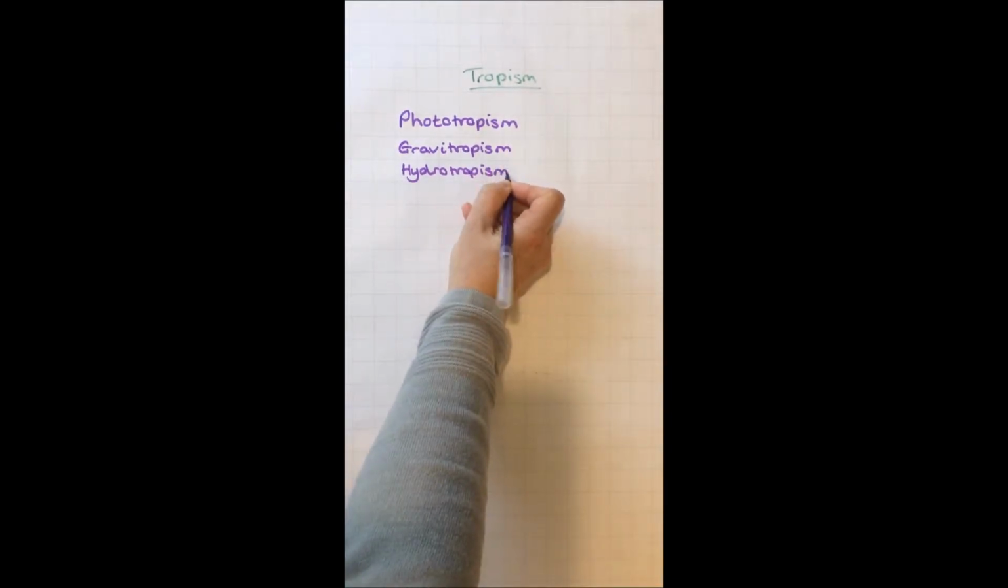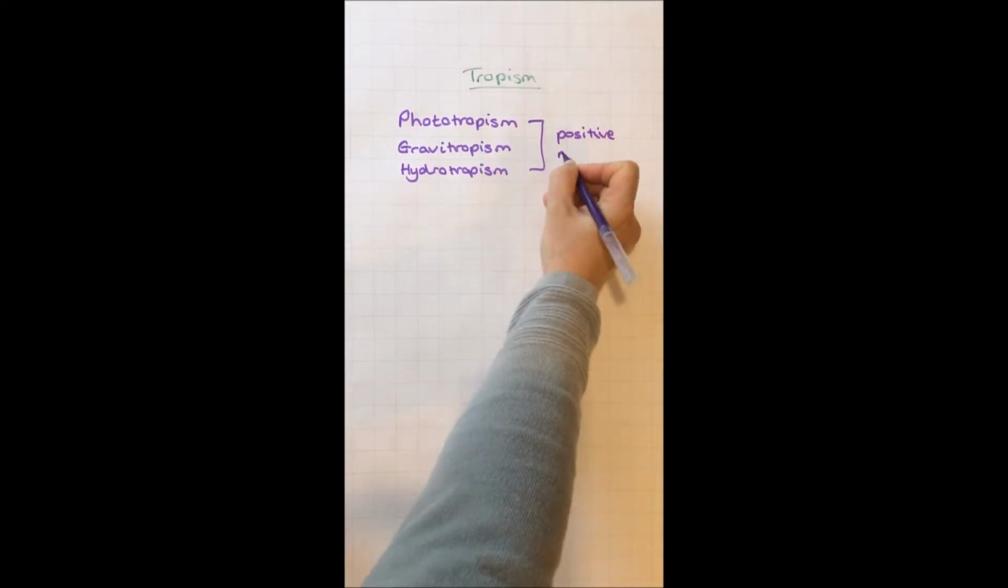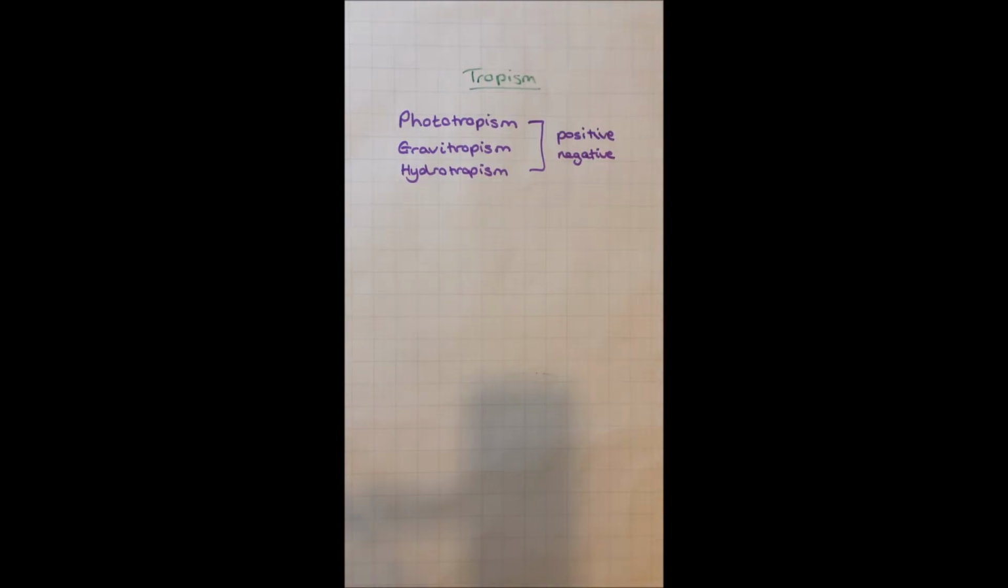Now all of these can either be positive or negative. So it's important, if you're asked a question about this in your exam, whether you say it's a positive or a negative tropism. For instance, if a shoot of a plant is moving towards light, that would be a positive phototropism. If a root were growing away from light, that would be a negative phototropism. So towards the stimulus is positive, away from the stimulus is negative.